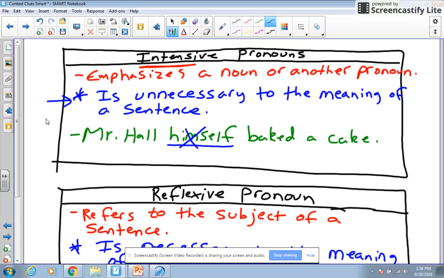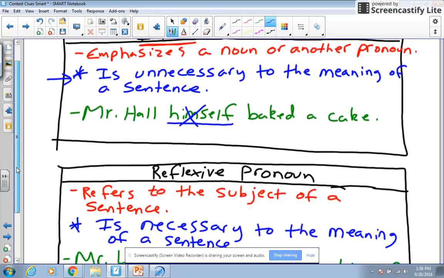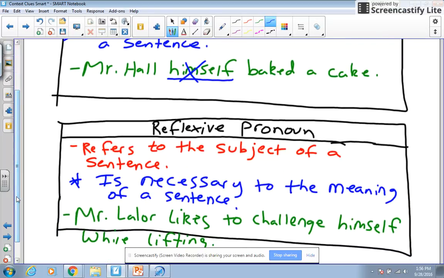So just the opposite is reflexive pronouns. The definition of reflexive pronouns is it reflects or refers to the subject of a sentence. So it reflects to the subject of a sentence. Notice how "reflects" is again kind of right in its name. The definition is kind of right in the name.